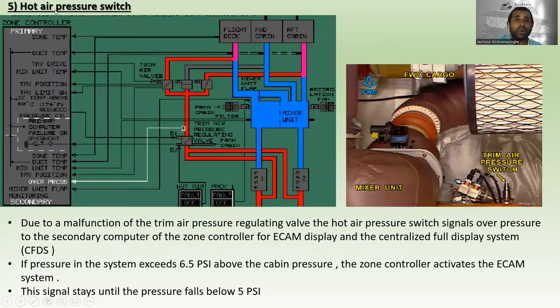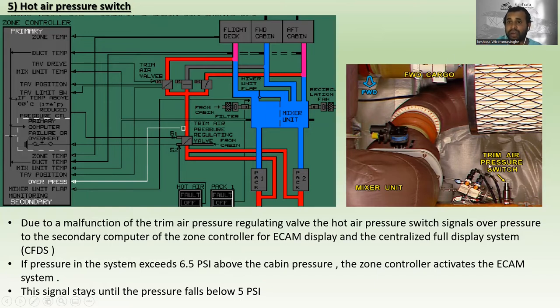Okay, so now let's go to the hot air pressure switch. Due to malfunction of the trim air pressure regulating valve, the hot air pressure switch signals over pressure to the secondary computer of the zone controller, to the ECAM display and the centralized fault display system, which means CFDS. If the pressure in the system exceeds 6.5 psi above the cabin pressure, the zone controller activates the ECAM system. The signal stays until the pressure falls below 5 psi.